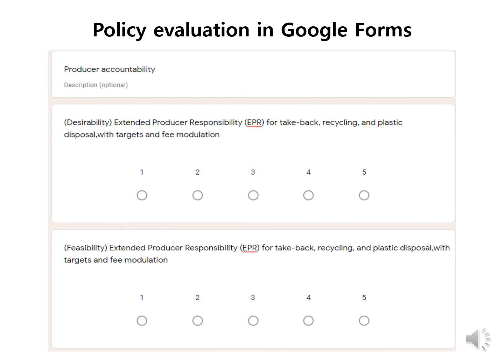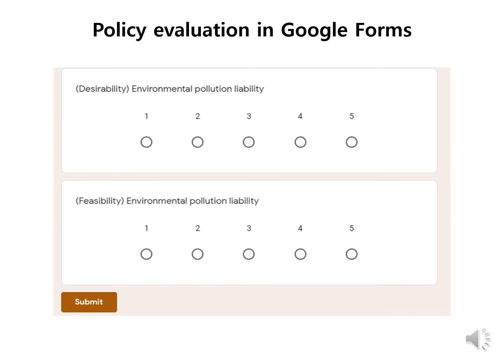We will use a 5-point Likert scale. You can rate the score of desirability and feasibility of each policy option by clicking the circle. Please complete the evaluation for all policy options in the form and click the Submit button.